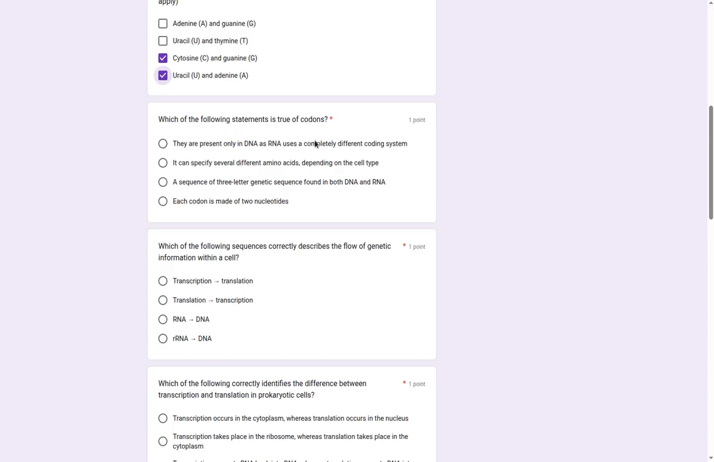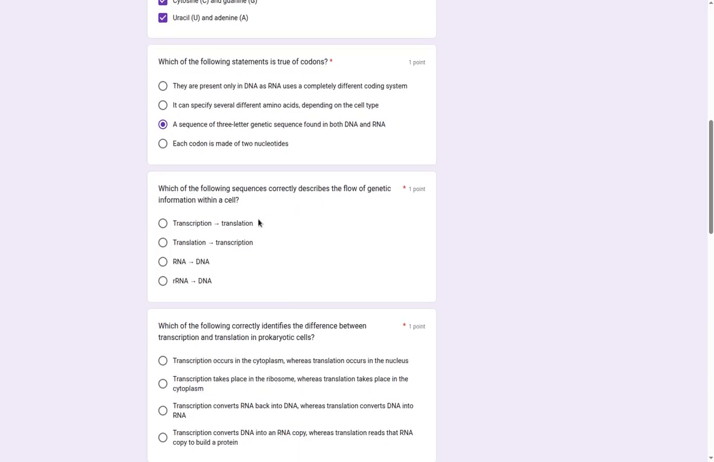Which of the following statements is true of codons? They are present only in DNA, not RNA. Encoding can specify several cell types. A sequence of three-letter genetic sequence found in both DNA and RNA. Each codon is made up of... I have no idea. Maybe this. We will see.